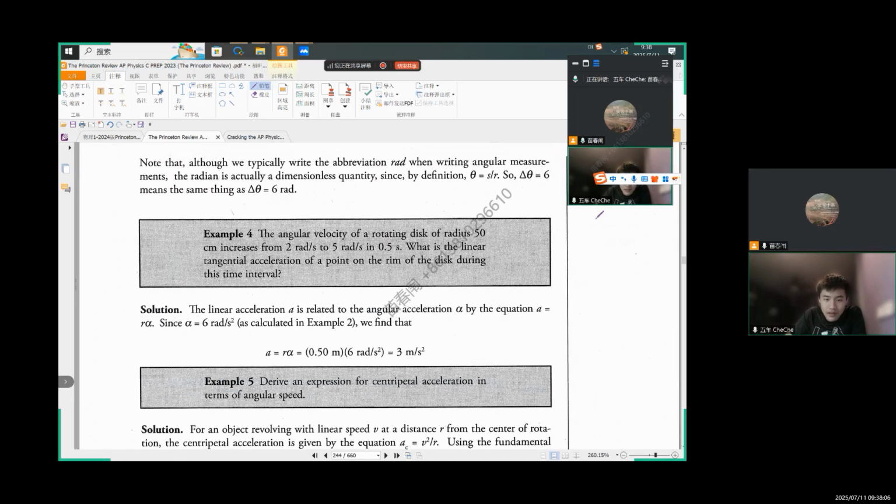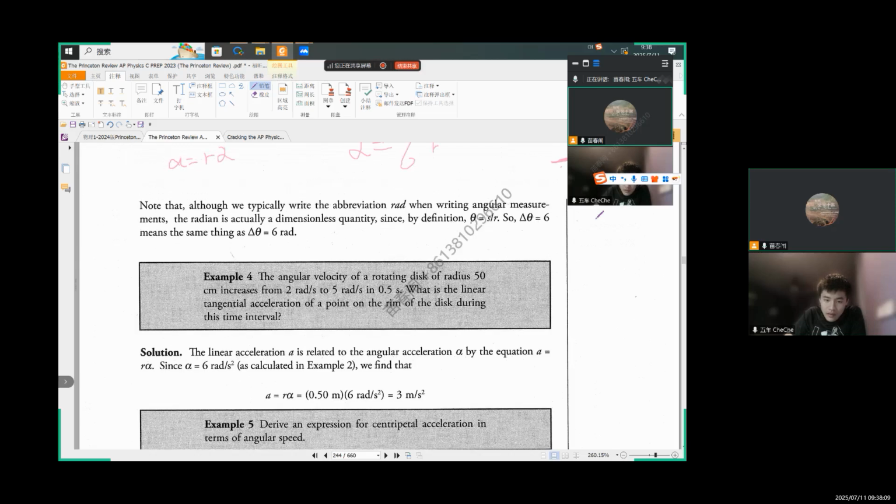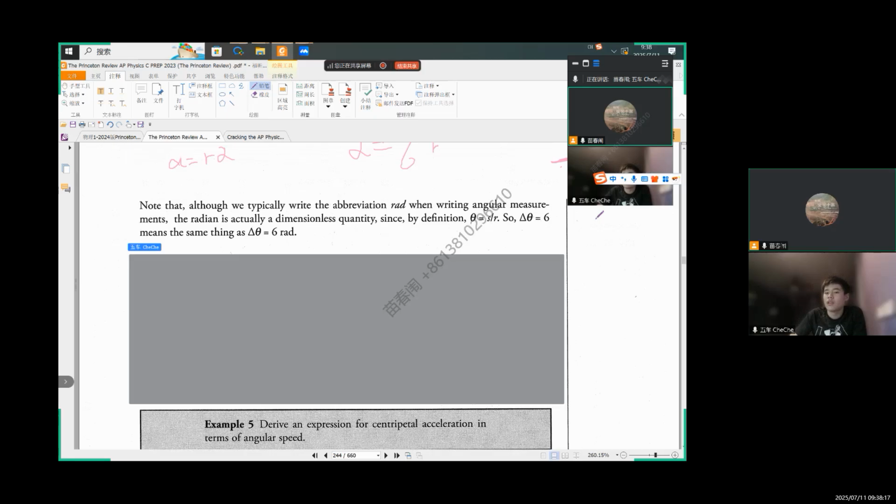Let's talk about 5 then. In terms of angular speed. Centripetal acceleration. So basically this thing that pulls it to the center. In terms of angular speed. I guess you could say that the acceleration of the tangent line. But the acceleration of the tangent line is this way. So I'm kind of confused.